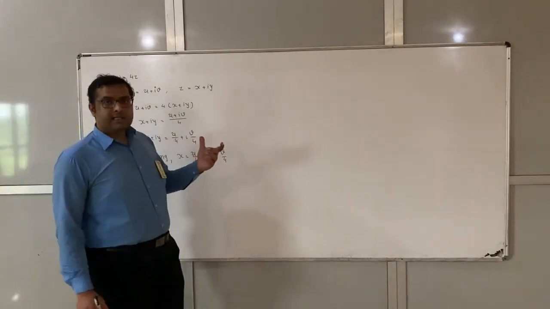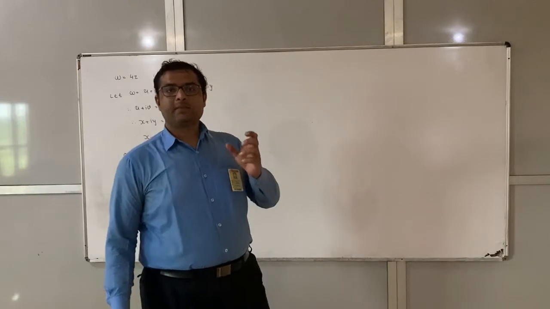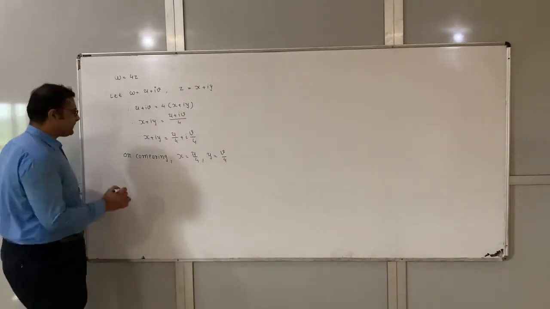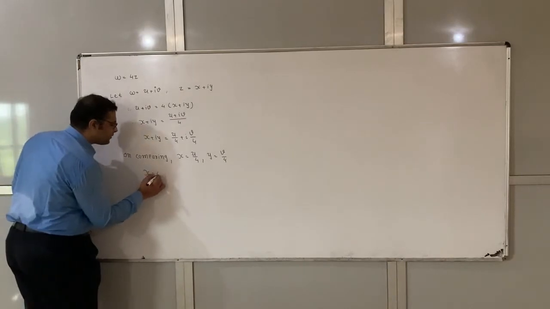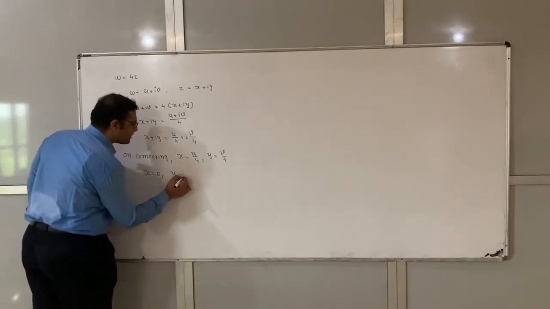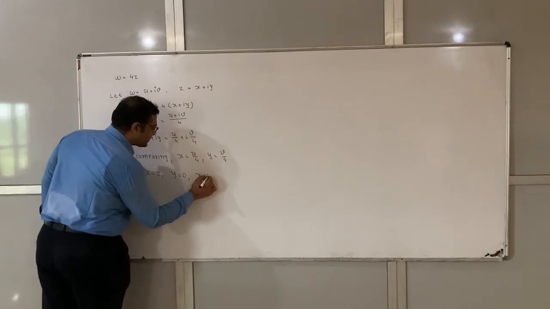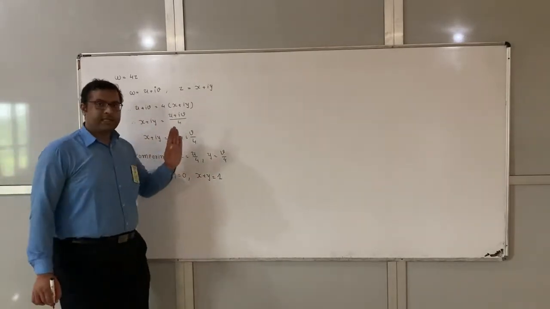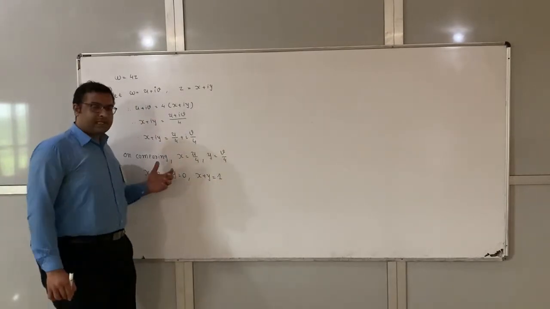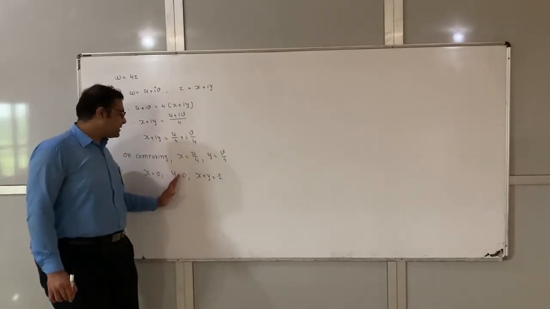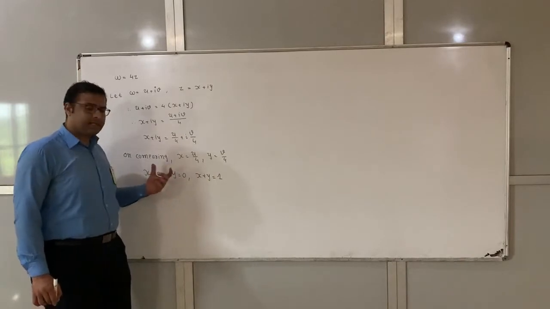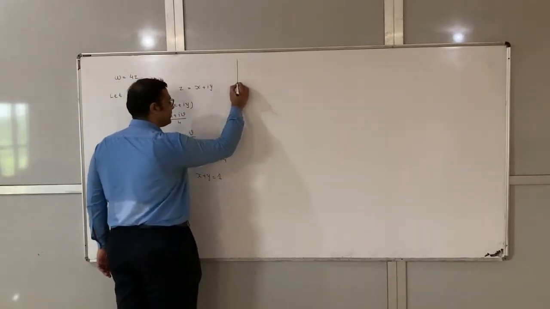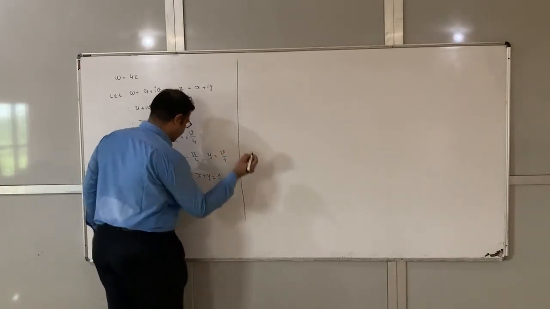Now, in this example, you have to find an image of the region bounded by three lines. The given three lines are x is equal to 0, y is equal to 0, and x plus y is equal to 1. So these are the given three lines. And the region is bounded by these three lines. Let us first find the images.